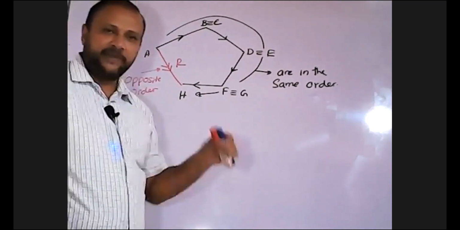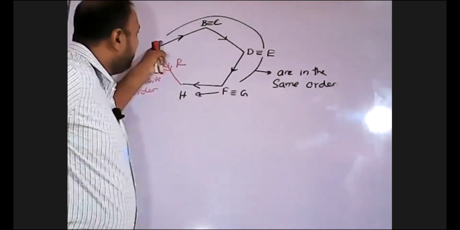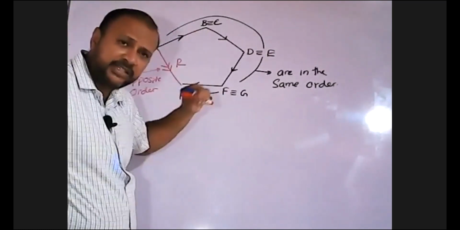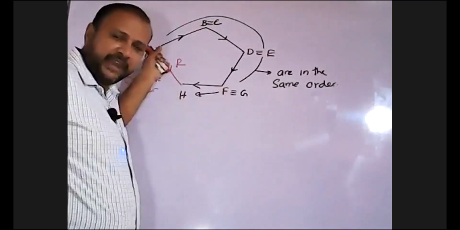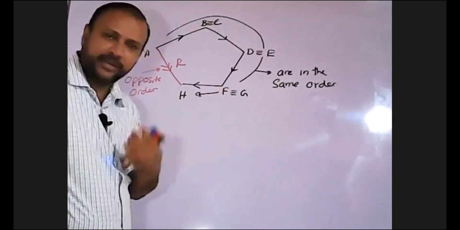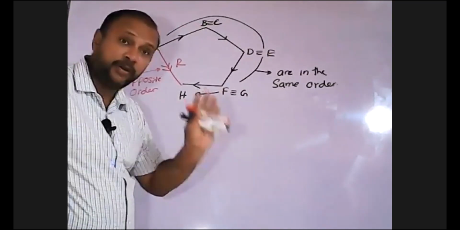So therefore you can remember, if the vectors of the vector system are in the same order, the resultant should be in the opposite order. You can remember that thing, but don't remember that only.